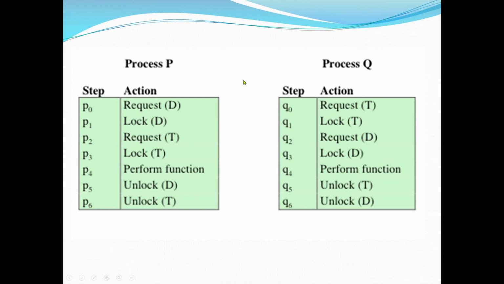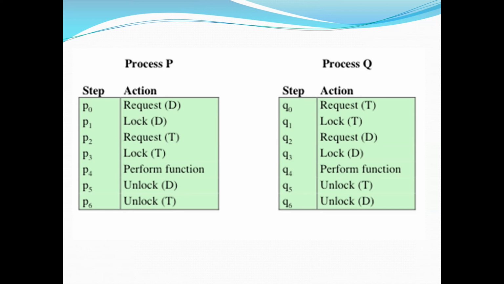So we have two processes again, P and Q. P0 requests first. Then when we request, we lock it. Then we request T, we lock it, then perform a function. Then we unlock D and T. Now with the process Q, we request T, then we lock T, then request D, we lock D, then perform the action, then unlock T, and then unlock D. So this is a very good example involving reusable resources.